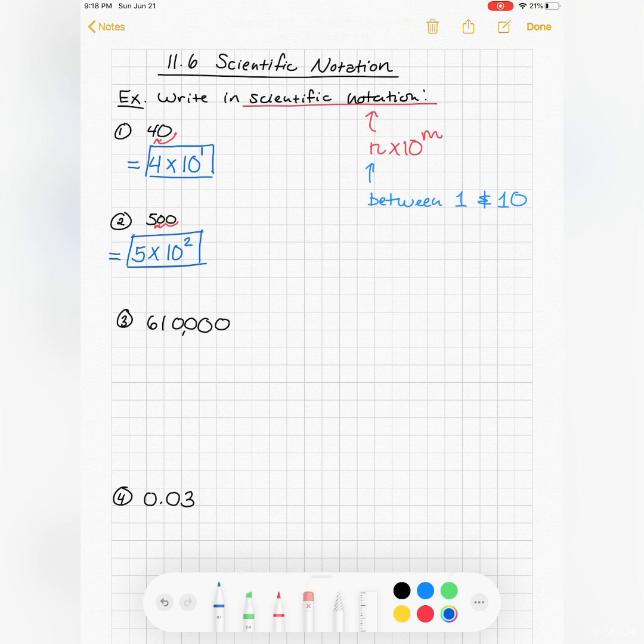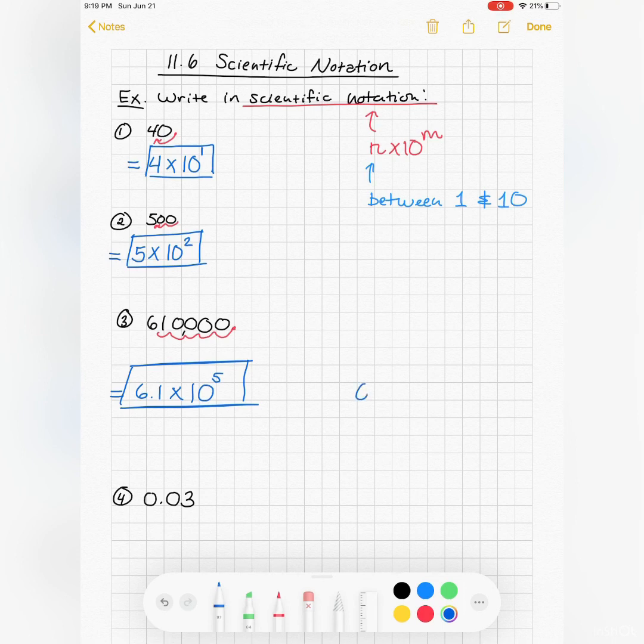610,000. That one's a little more interesting. I can tell the number is like 6.1, because I need a number between 1 and 10. Then I just have to figure out the power of 10. The decimal's here, so I move 1, 2, 3, 4, 5 places left. So that's 6.1 times 10 to the fifth.